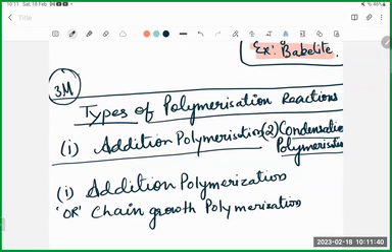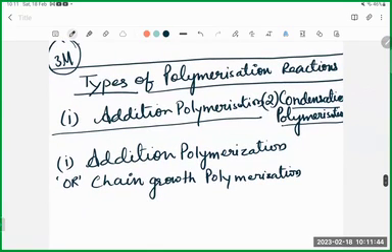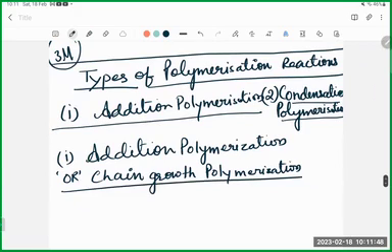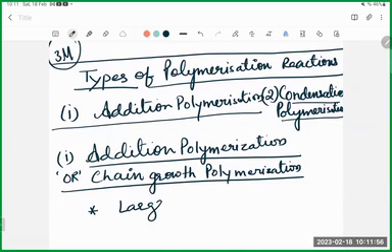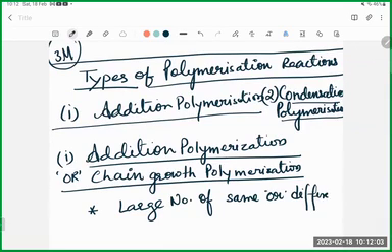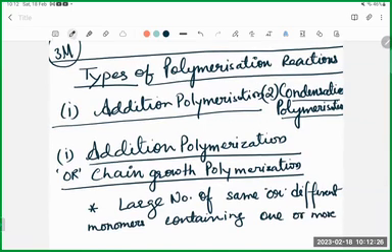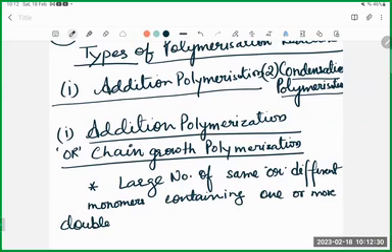You can write S or Z, anything, no worry. So the polymerization where we can see a large number of same or different monomers. It can be the same or different monomers, right? So what is the reactant taken here? A large number of same or different monomers containing multiple bonds. I am writing multiple bonds because that is needed for the addition. A single bond does not undergo addition reaction, that gives substitution reaction. So this is important: containing one or more double bonds. It's clear? So they will be adding together.